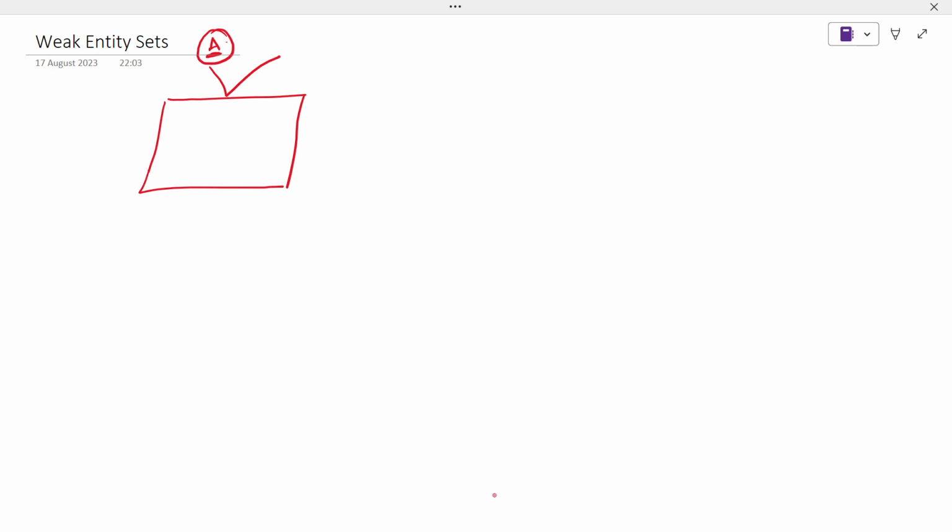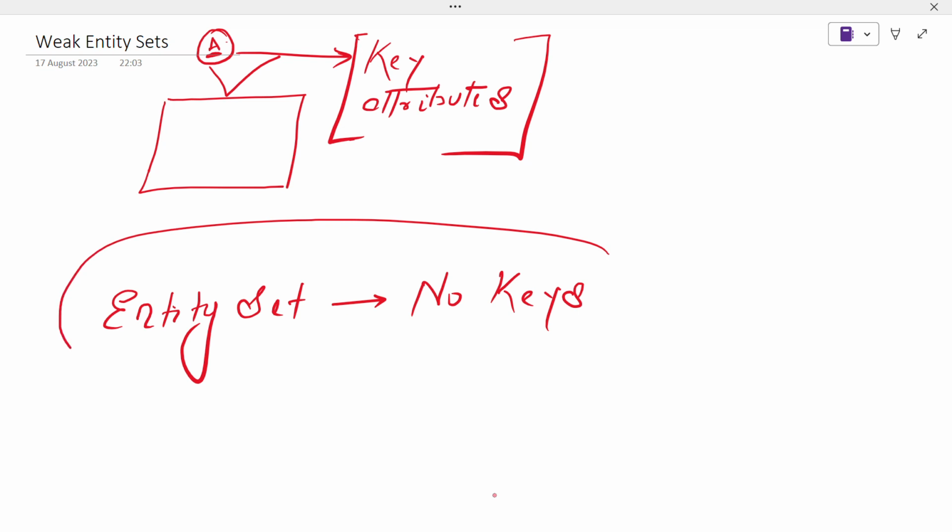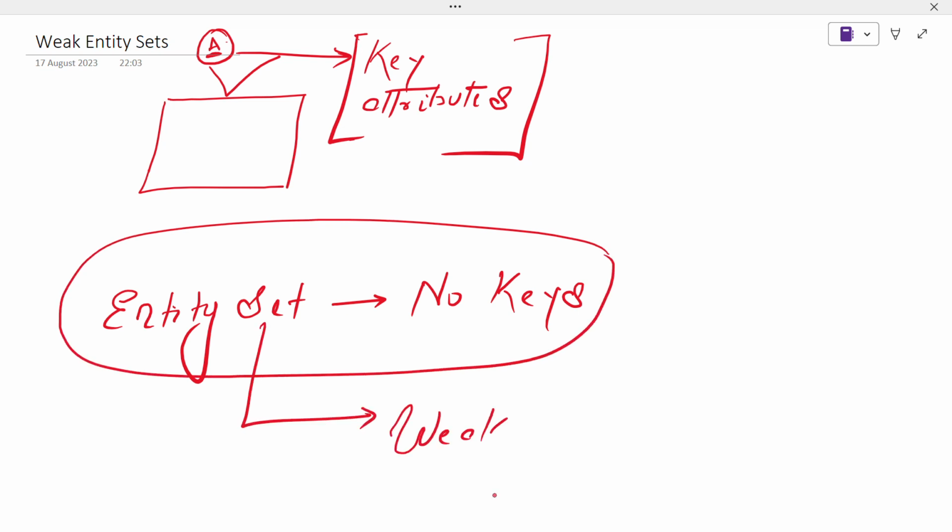But definitely for an entity set, we have one attribute as the key attribute. Okay. So this was considered for the previous examples and all those models we have learned about. But let's say we have an entity set and we don't have any key for that. Entity set with no keys. Now, if this is the condition, we will call this entity set a weak entity set.